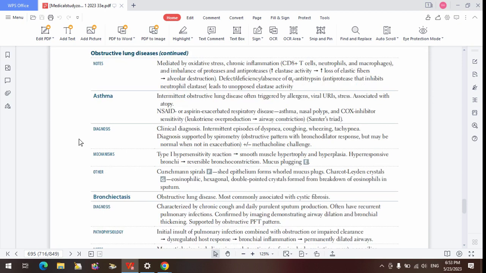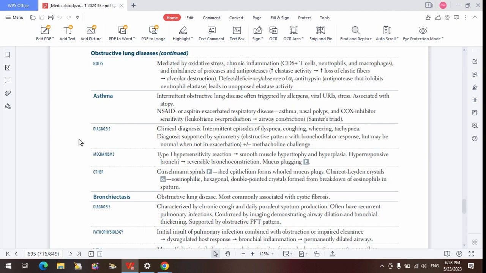So asthma is an intermittent obstructive lung disease. The symptoms are not always present, they appear episodically, and asthma is the only obstructive lung disease where the spirometry patterns actually reverse when you give bronchodilators. If you give the person albuterol now, it's going to reverse all these spirometry patterns that we are seeing.